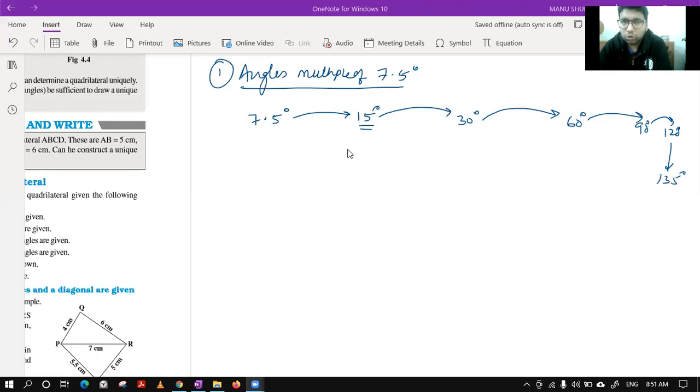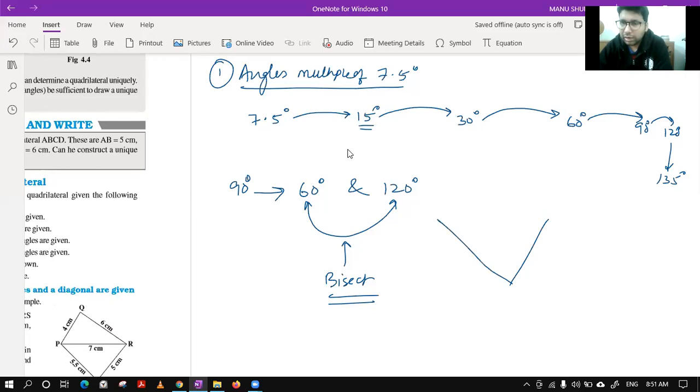Suppose you had to find a 90-degree angle. What you did is you made first a 60-degree angle and then you made a 120-degree angle. After that, what you did is you bisected the angle. Are you all aware of this thing? What you did is you found an angle of 60 degree first, then an angle of 120 degree, and then you bisected it to form the angle of 90 degree.